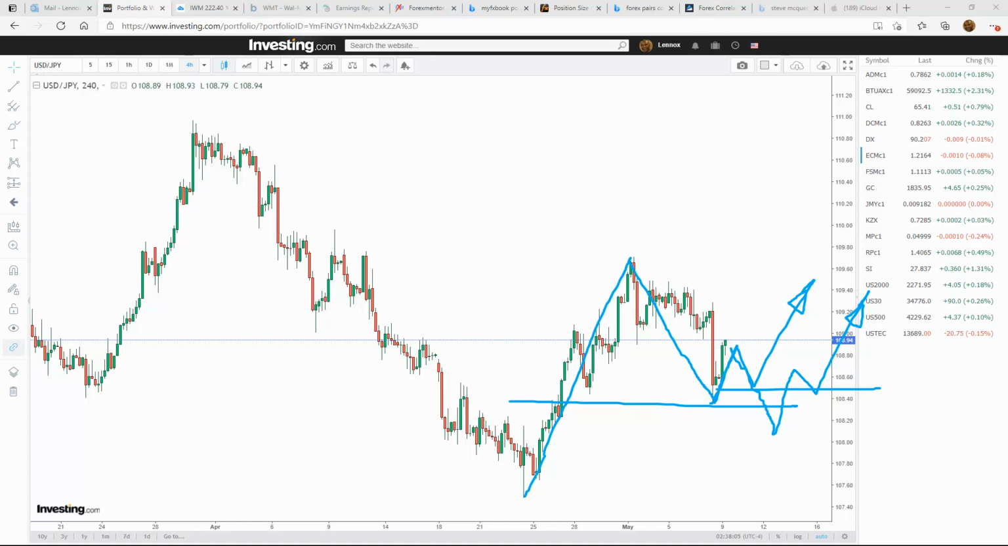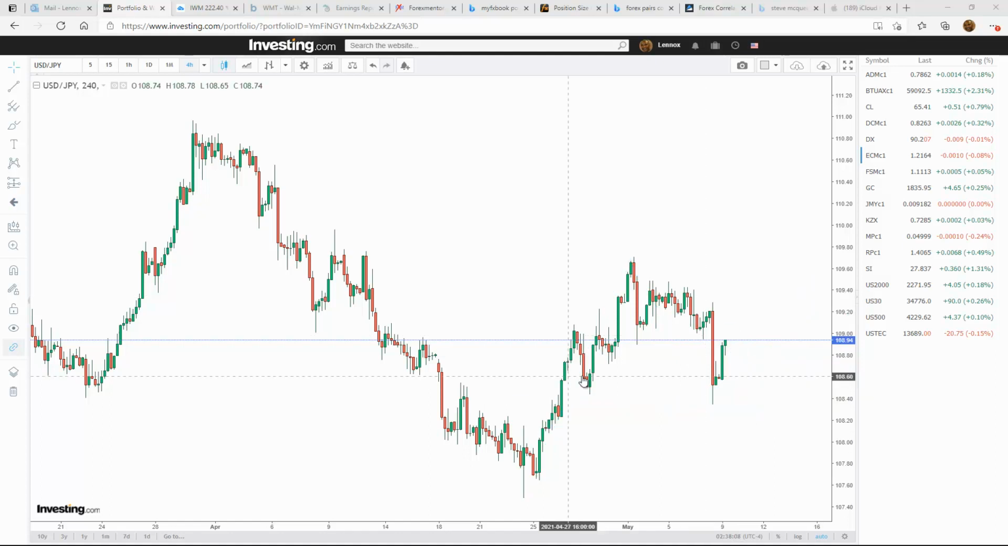All right, so that's a look at what's setting up in the futures. Remember, keep your eyes on the US dollar. It's the key catalyst to the majors.